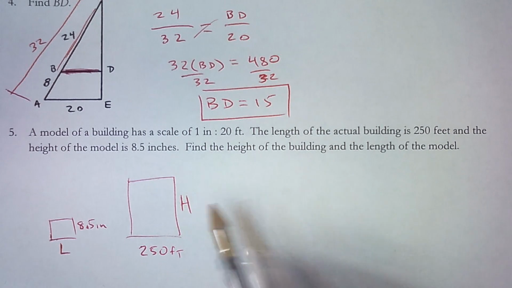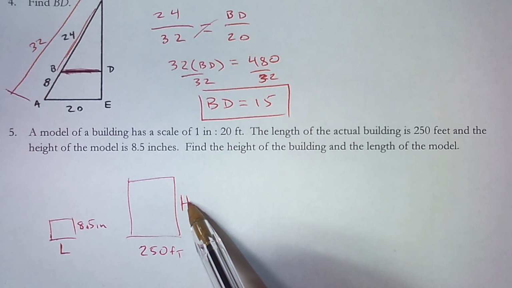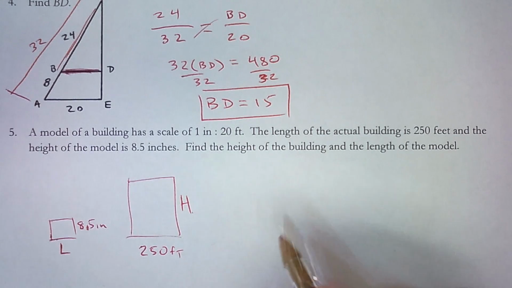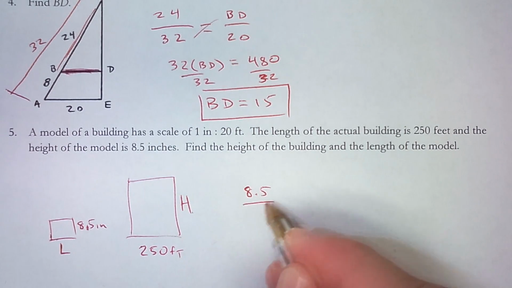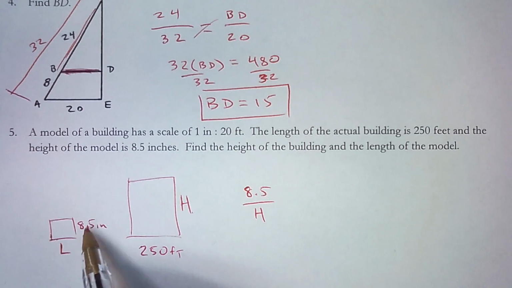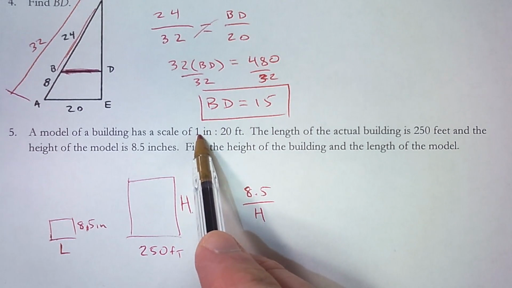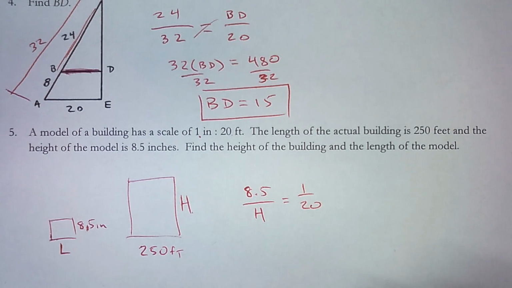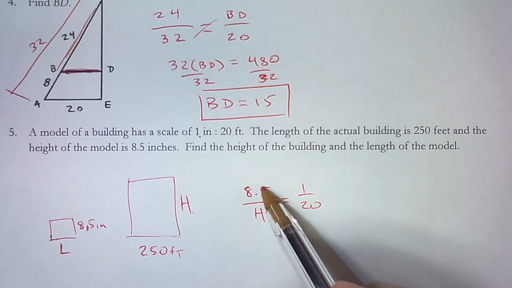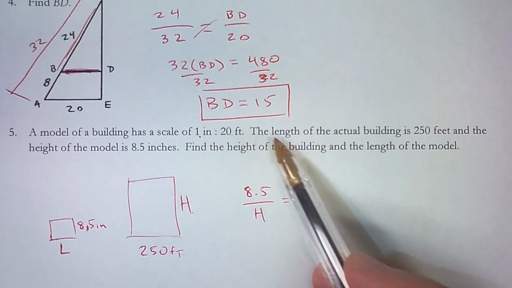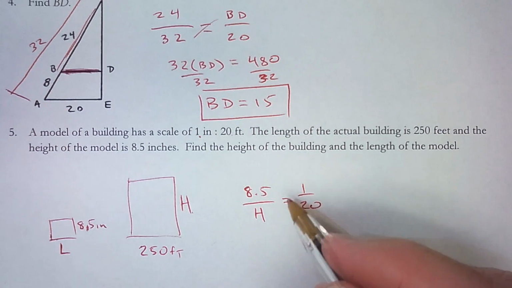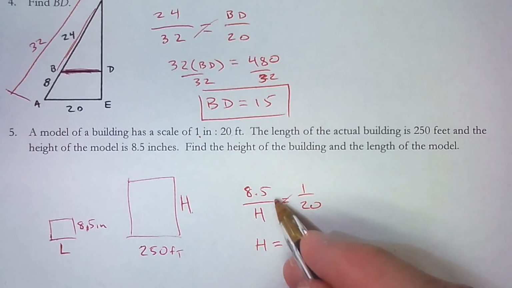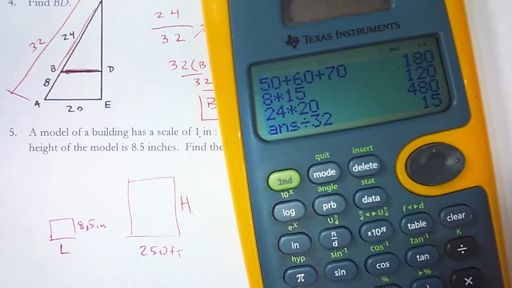Okay, so let's start with the height of the building. We're going to do height over height. So 8.5 over h. And I did small over large because right here is small to large. It equals 1 over 20. So small height over the large height equals the scale factor small over large. So I've got 1h equals 8.5 times 20.